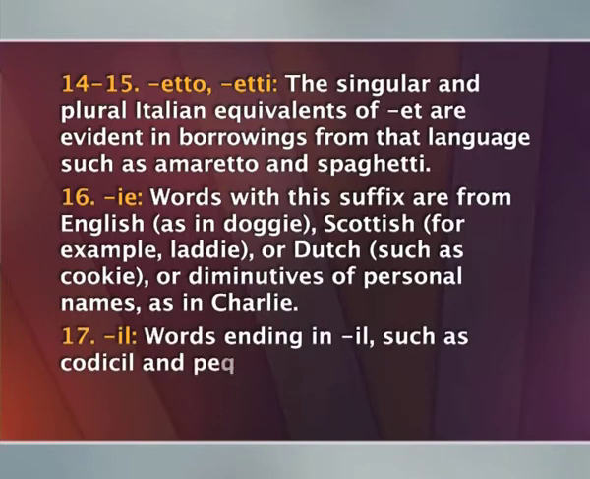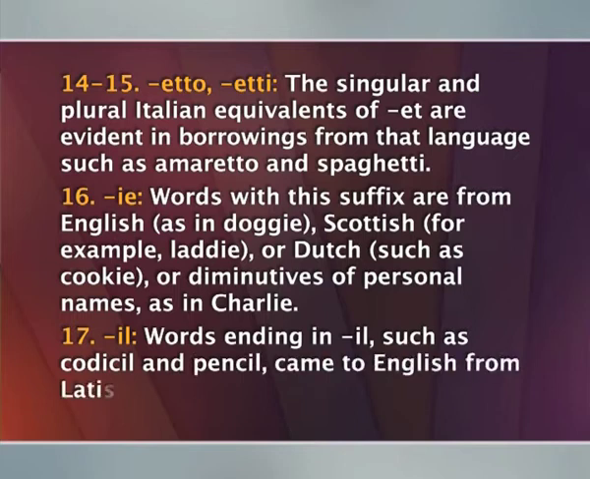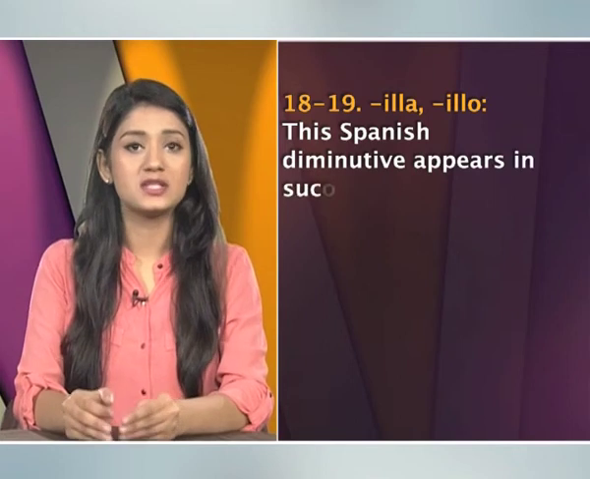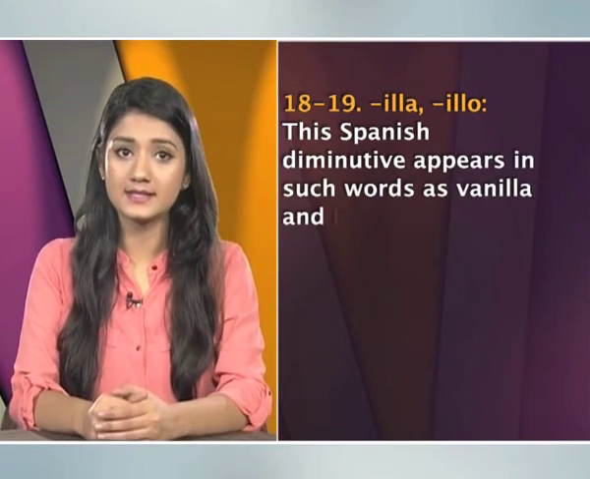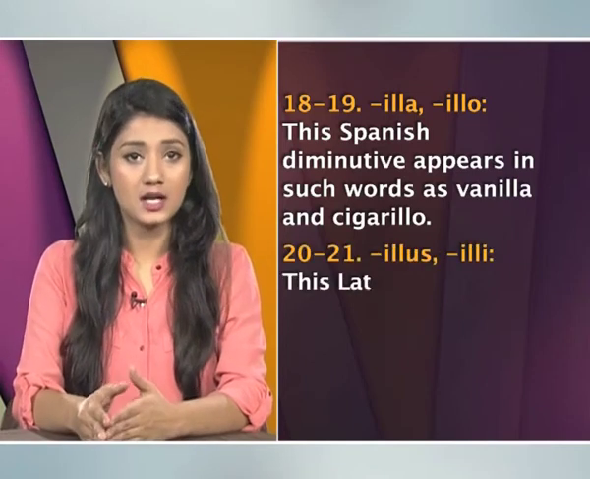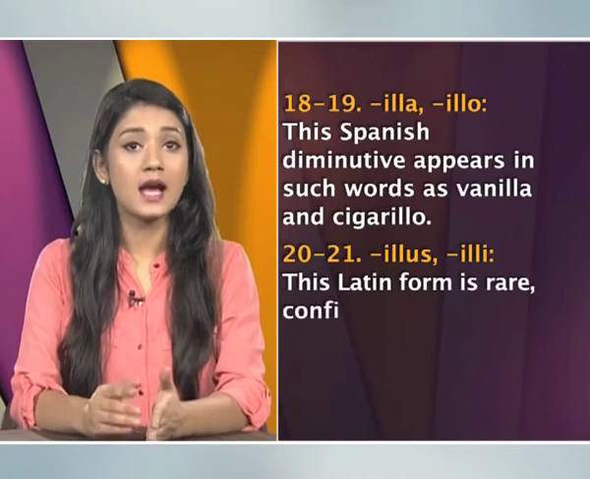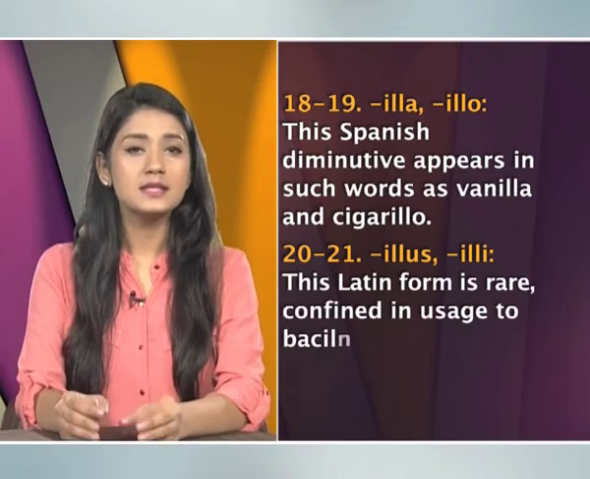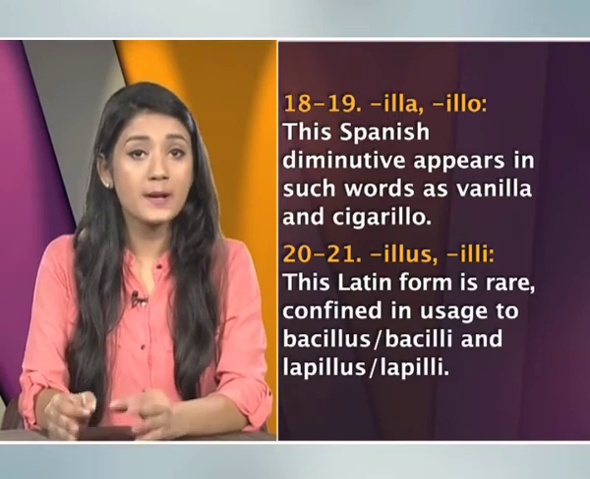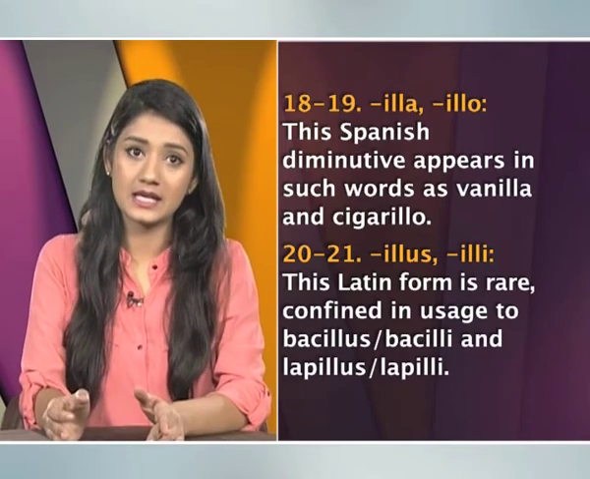Seventeenth, il, that is ill. Words ending in ill such as codicil and pencil came to English from Latin through French. Eighteenth and nineteenth are illa and illo. This Spanish diminutive appears in such words as vanilla and cigarillo. Twentieth and twenty-first are illus and illi. This Latin form is rare, confined in usage to bacillus or bacilli and lapillus or lapilli.